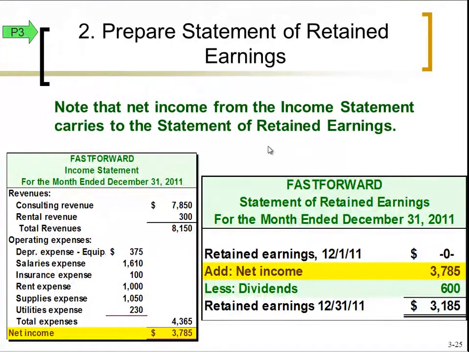Then we could prepare the statement of retained earnings. If you remember the flow from this statement, we start with the beginning balance of retained earnings. We add in net income from the income statement. And then the only thing that gets pulled over from the trial balance is the dividends, the balance of dividends. That gives us the ending balance of retained earnings.